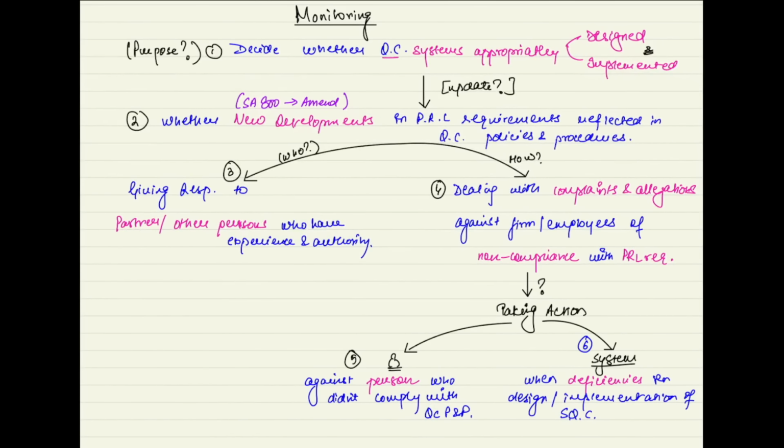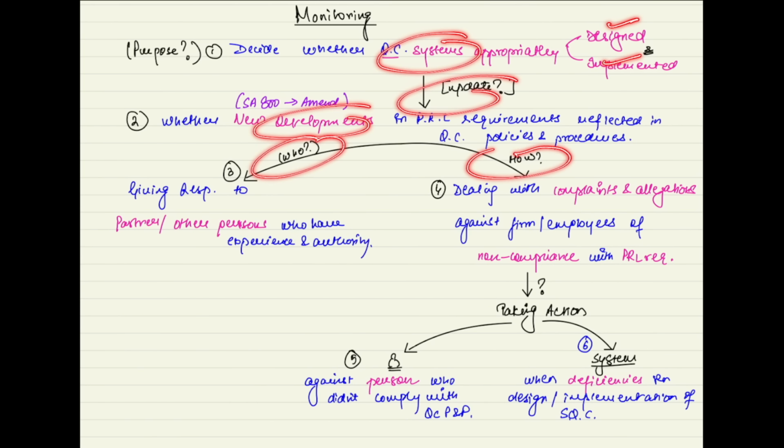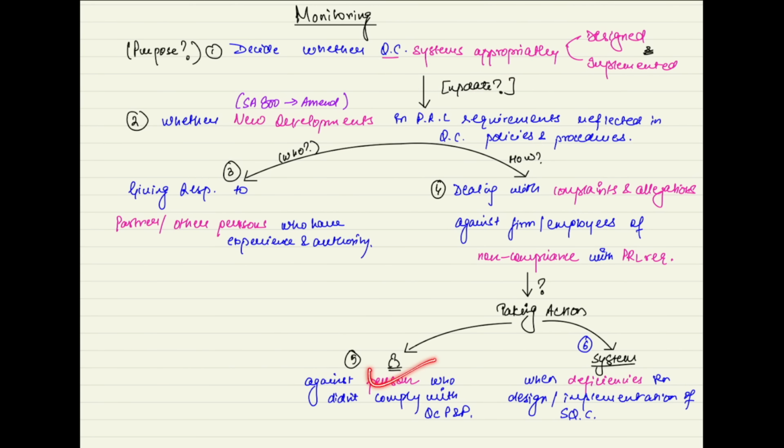So again, just go with the flow. No need to ratify the things. No need to cram the things. First of all, see whether the quality control system is designed and implemented and updated with the new developments. Who will do it? How will they do it? By dealing with the complaints and taking action against the person and deficiencies.